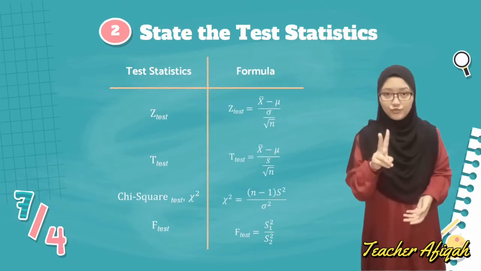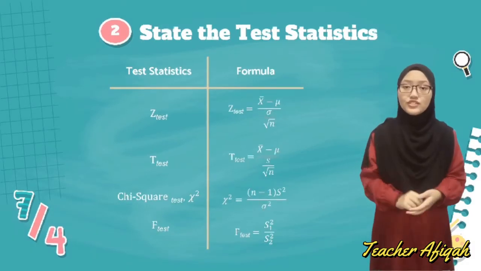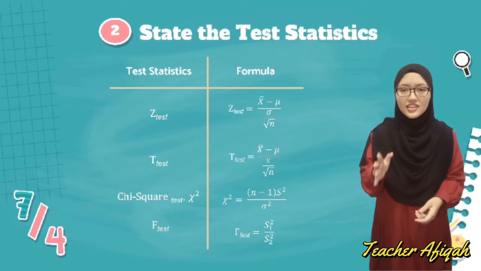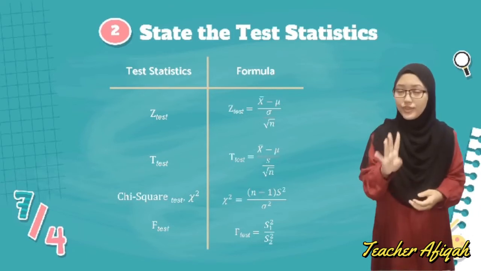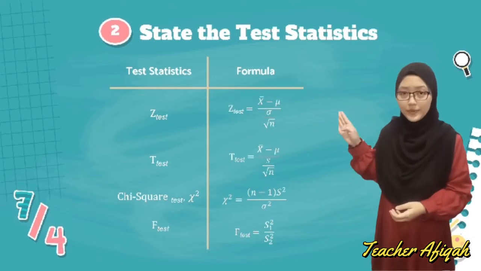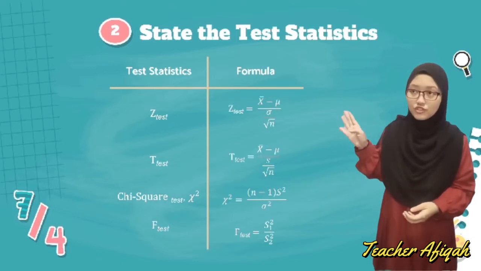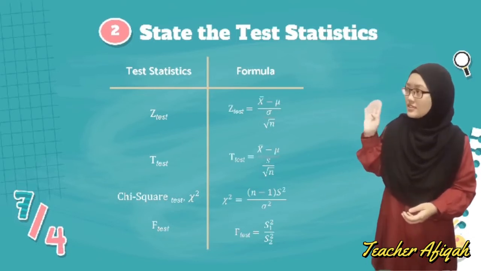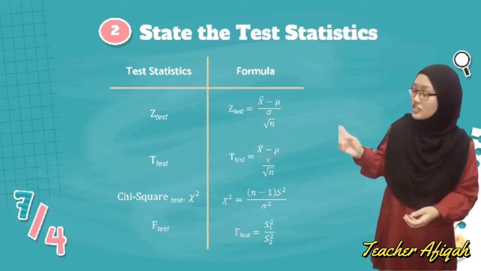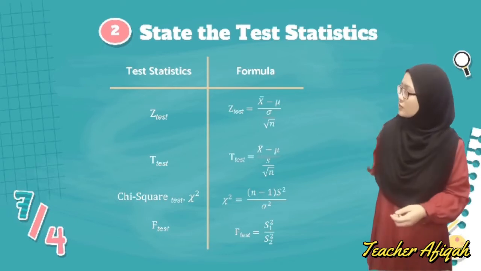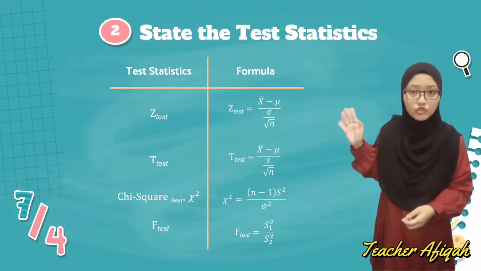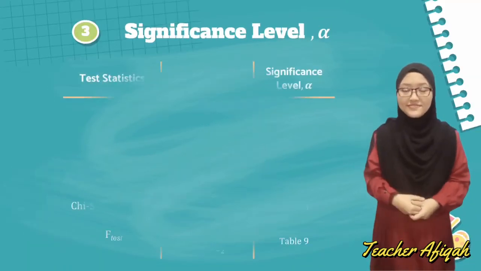Next, in step 2, we need to state the test statistic. The test statistic that we choose will be used in the calculation in step 4. So, this is the example of test statistics that we usually use, which are z-test, t-test, chi-square test, and the f-test. And the next column is the formula that we will use for each test.